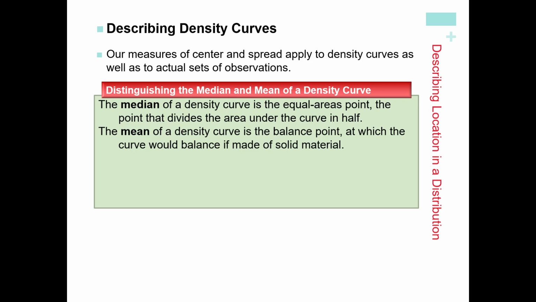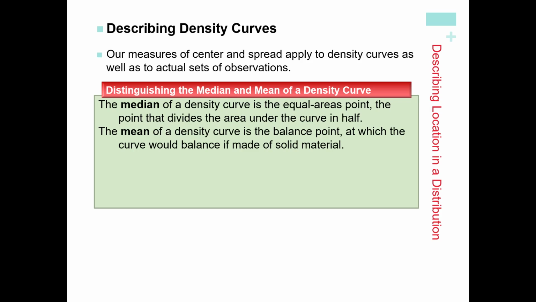So if we built this curve out of solid material, the mean is the point where we theoretically could balance it, where it would not topple over in either direction. So there would be the same weight on each side. Now that's different than the equal areas point, because if the density curve has a skew, the mean will be closer to that end. If you've ever sat on different parts of a seesaw, you know why this works.